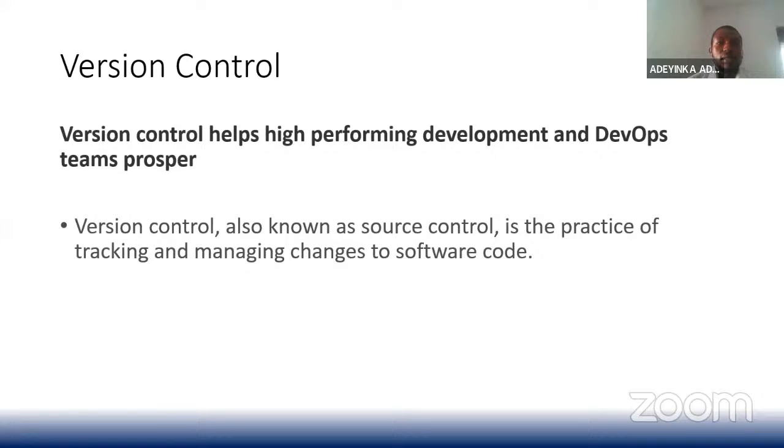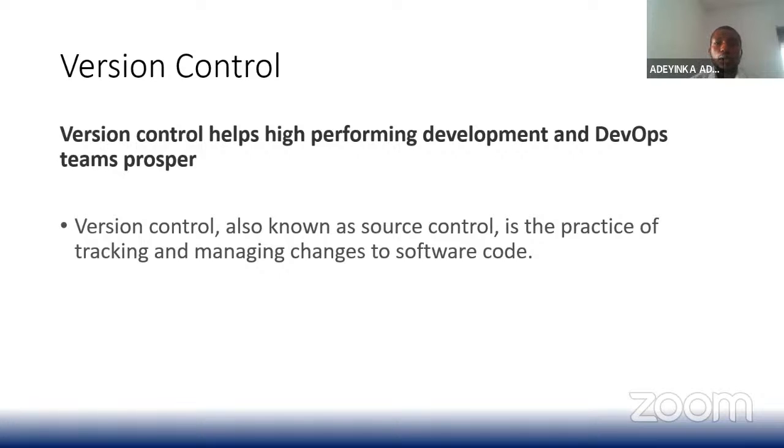Then there's this concept called version control, which is also known as source control. It's the practice of tracking and managing changes to software code. We don't just change the numbers, like I said earlier. It's usually because of an improvement in the software we are trying to develop or we are using. So version control helps high-performing development and DevOps teams. In one of my earlier presentations, I think last year, talking about 7 things every developer should know, one of those things is that you should deploy early and often.